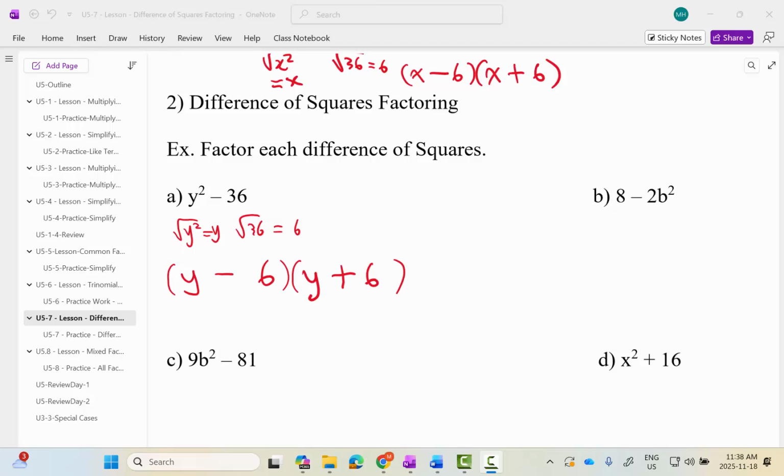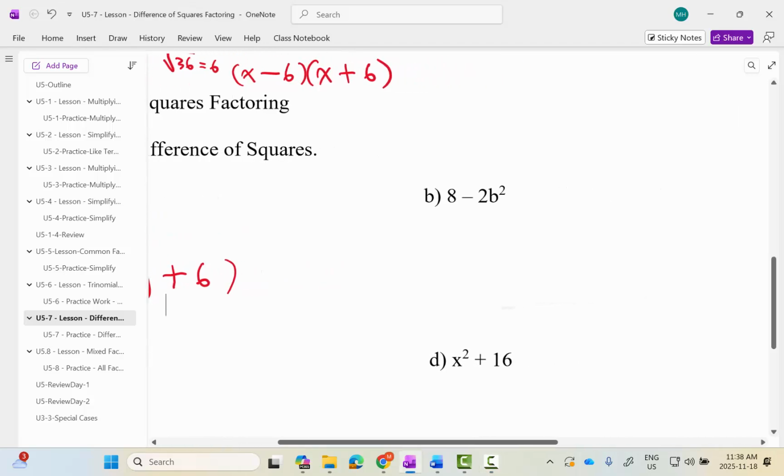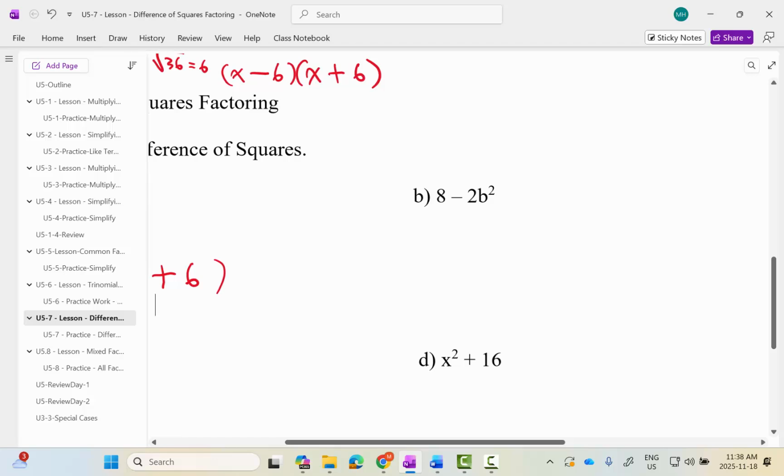All right, so let's try b here. Now, can you square root 8 and get a whole number? No. No. So this is not a difference of squares. Well, it doesn't look like a difference of squares, right? So what do we have to do? First things first is remember what I said to do. Always try to what? Common factor out whatever you can.